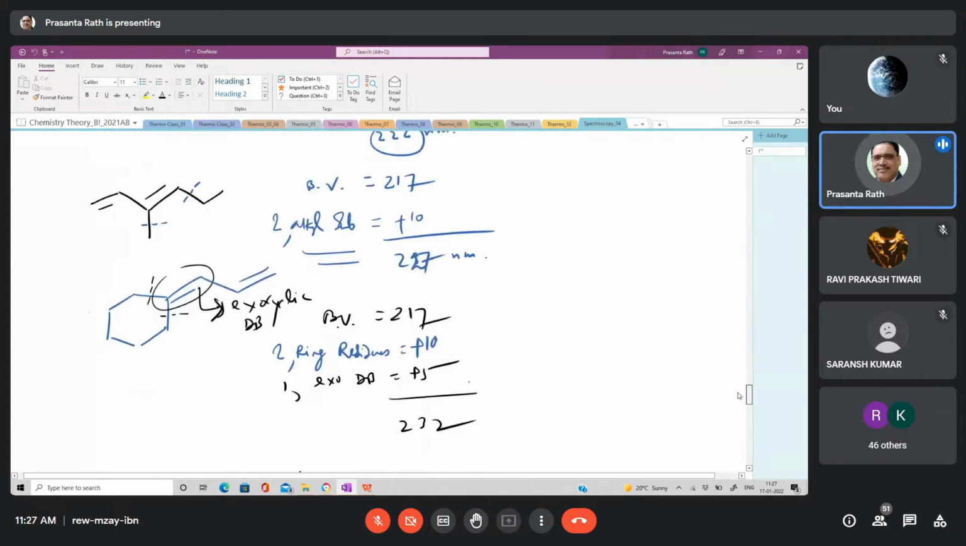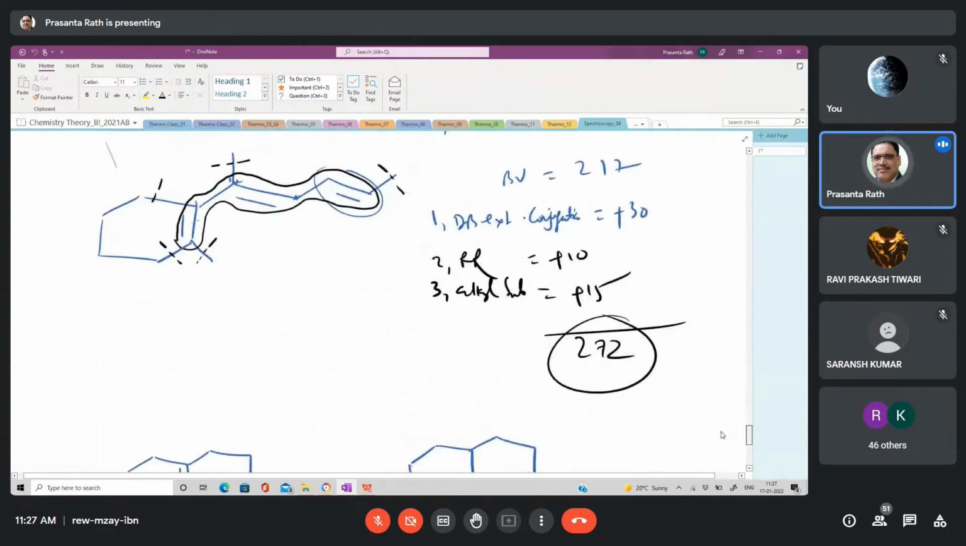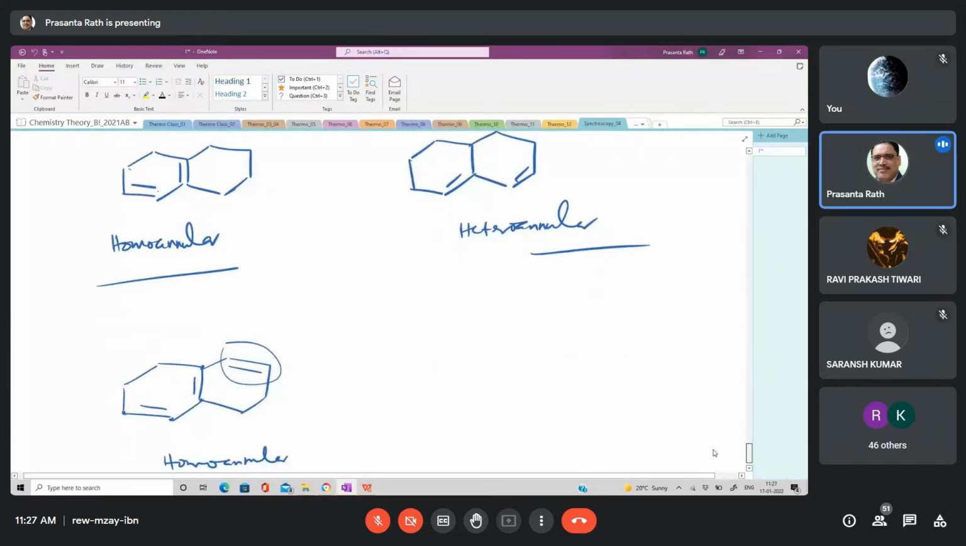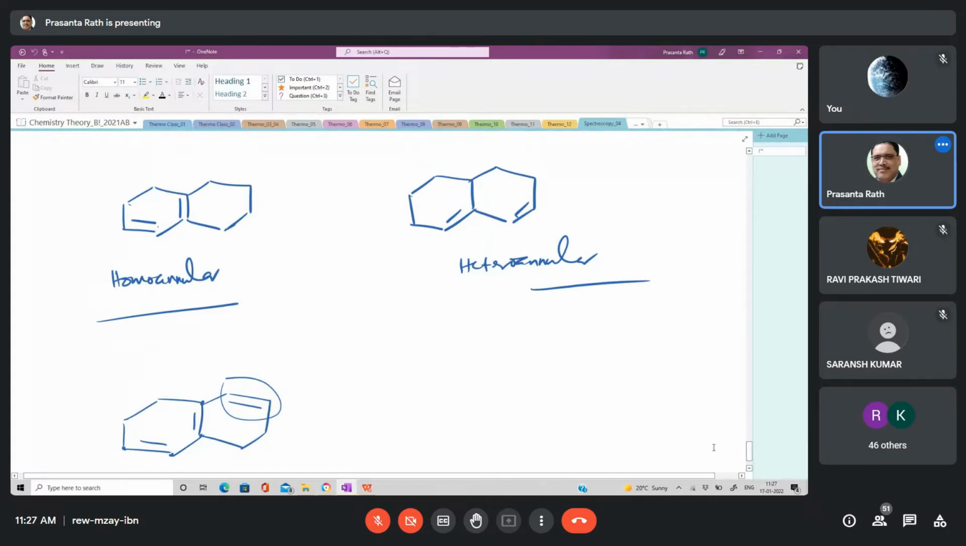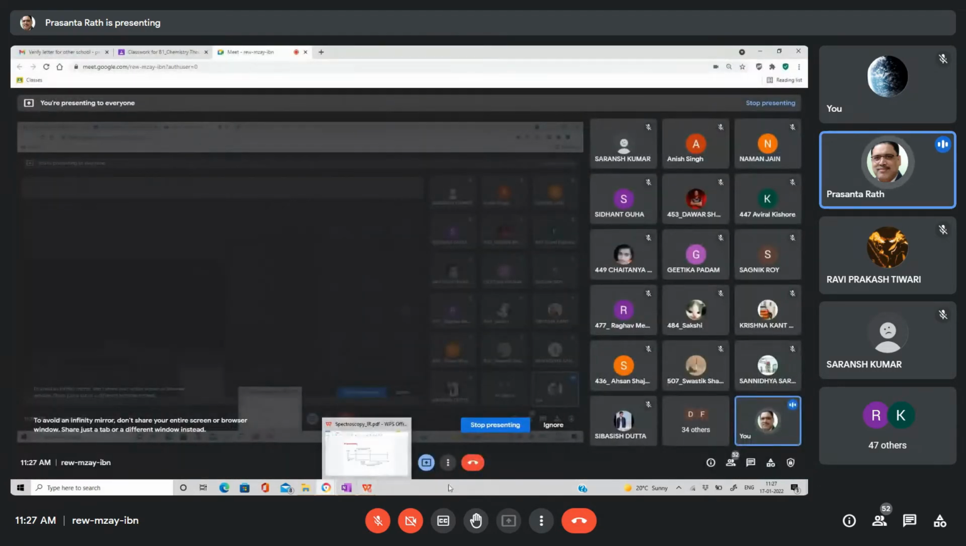So we have tried to do some examples of acyclic systems last class. And for cyclic systems, I have just told you how to approach them. Homoannular diene is one in which both the double bonds of the diene are placed in one ring, whereas heteroannular diene is one in which the double bonds are actually in two different rings.